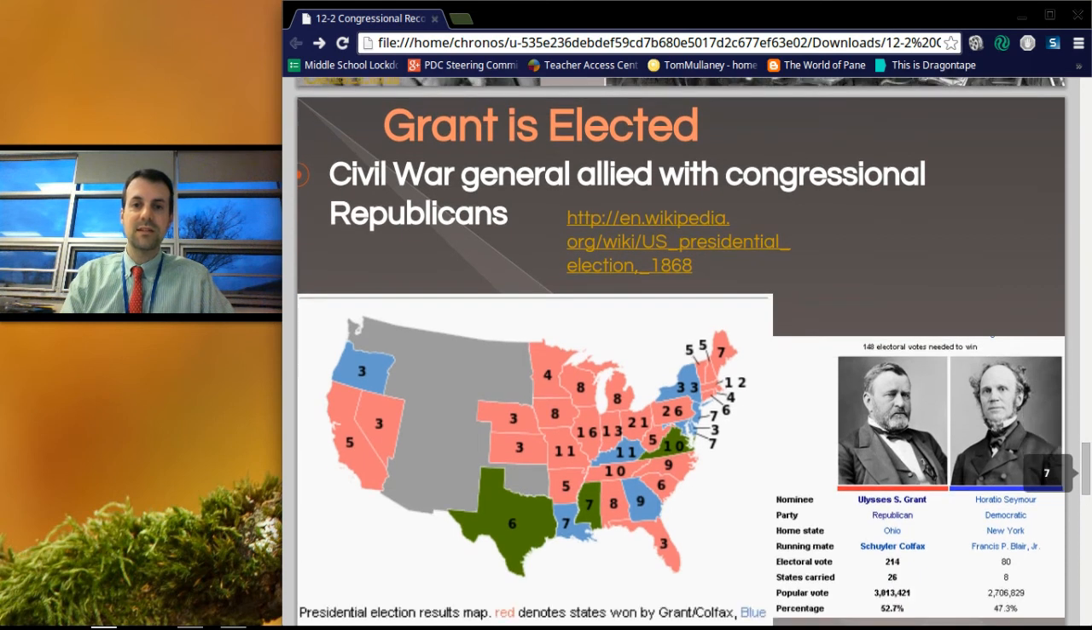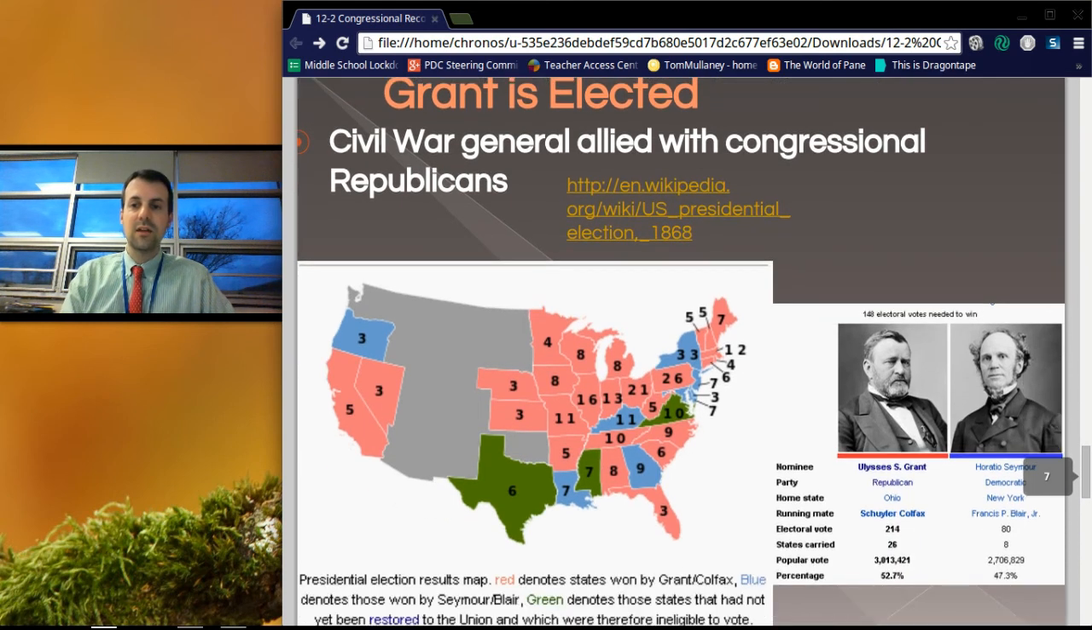Grant is elected, 1868 presidential election. Ulysses S. Grant, the war hero of the Civil War, wins the Republican Party. The green states on this map, by the way, under Radical Reconstruction, Congressional Reconstruction, were considered not to be readmitted yet, and so they did not have votes in this election.